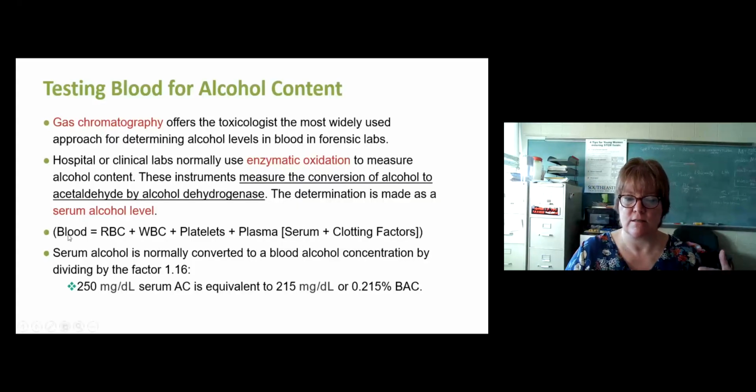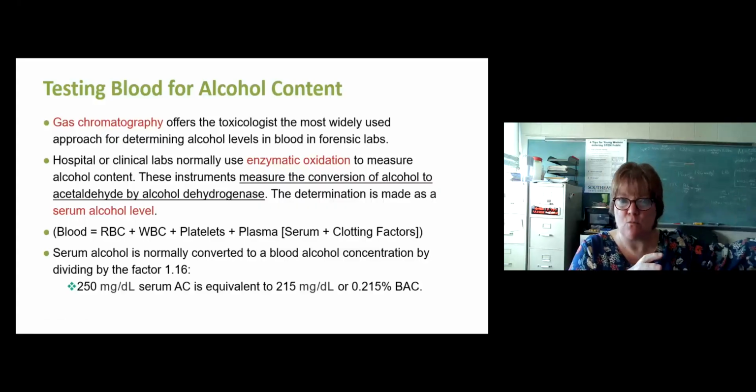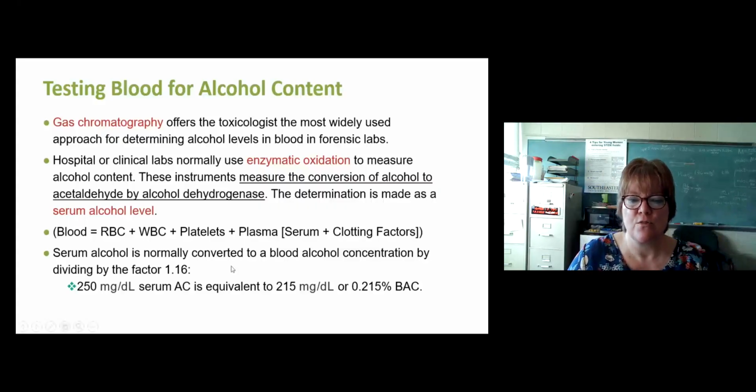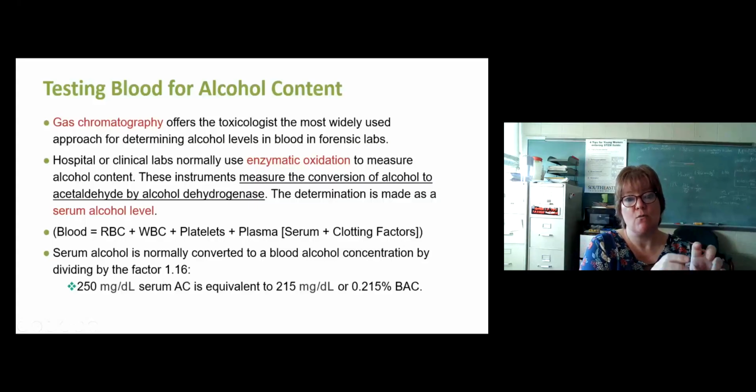The blood is made up of several things. It's made up of red blood cells, white blood cells, platelets, and plasma. And part of the plasma is the serum. So it can test how much alcohol is in the serum portion. And then I kind of have to say yes, but there might be more in the other factors. So it's multiplied by 1.16 to say, okay, we tested this much in the serum. We multiplied by 1.16 to say how much was in the blood itself.